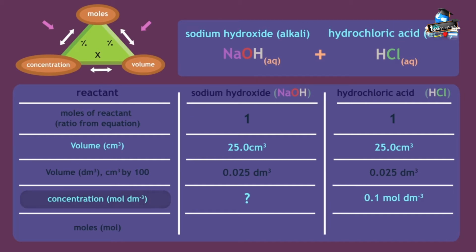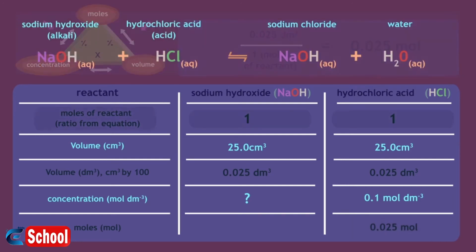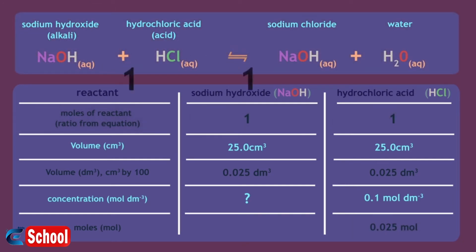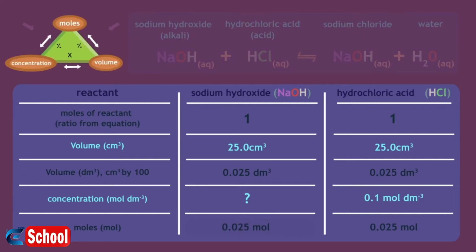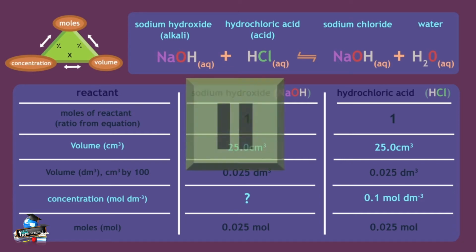The concentration is found by dividing the number of moles by the volume in decimetre cubed. Your table should now look like this. If you look at the ratio of moles of reactant in the equation, they are the same. So the number of moles of sodium hydroxide is also 0.025 moles. Again, using the formula triangle, you can now find the concentration of sodium hydroxide marked with a question mark. Try it now. Pause the video and continue when ready.